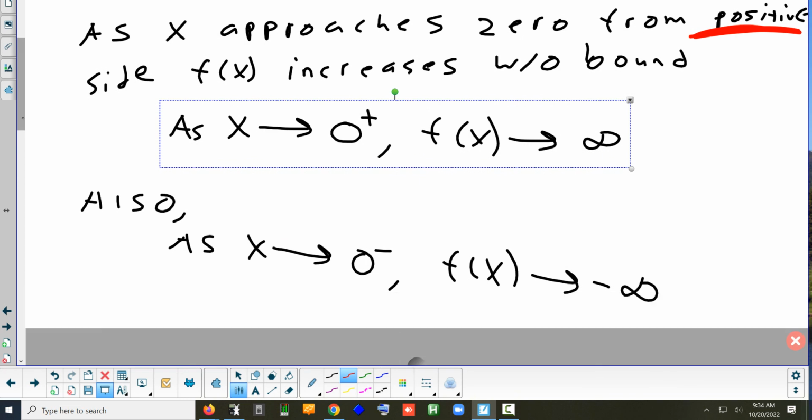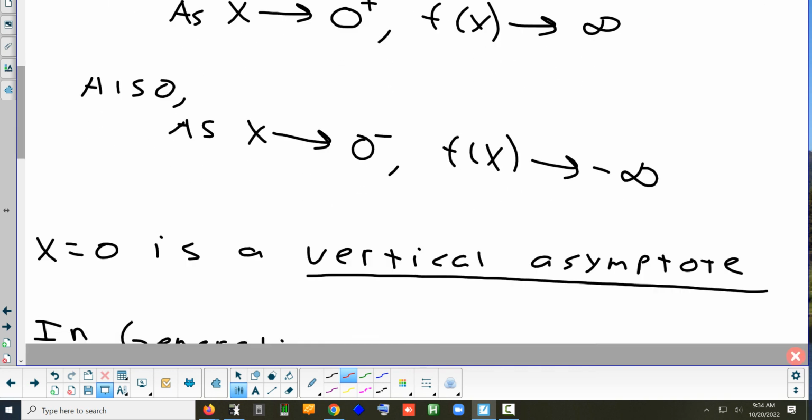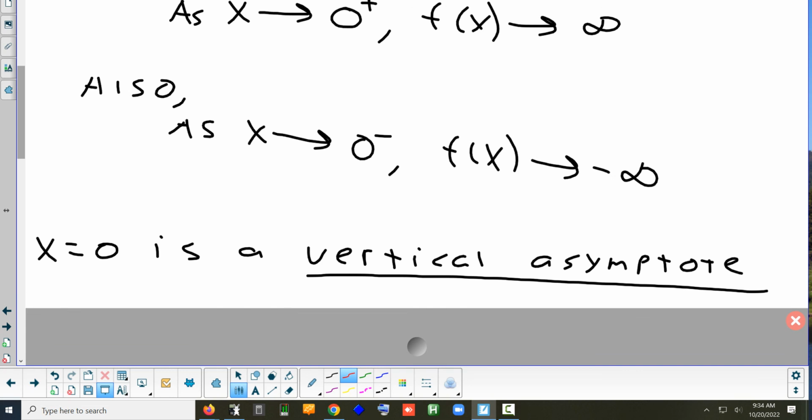This is the second thing we said. As x gets closer to zero from the left, that's what that little symbol means. That's a negative. Negatives are on the left. So as you approach zero, coming at it from the negative side, that means from the left side, the y value curved down, and it never stopped curving down. That type of behavior indicates a vertical asymptote. And in our problem, the vertical asymptote was at zero.